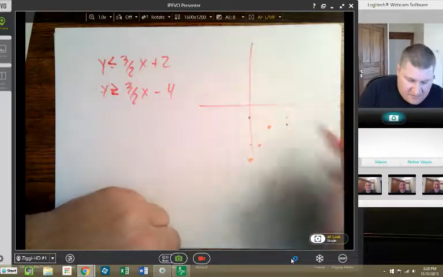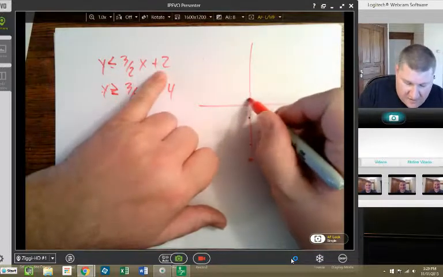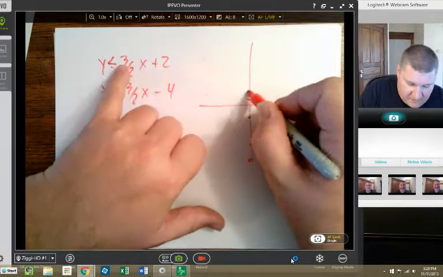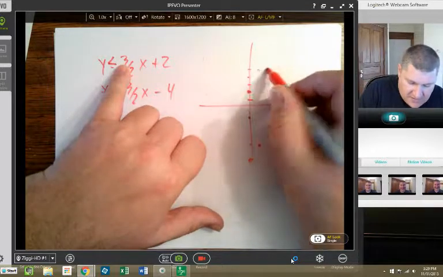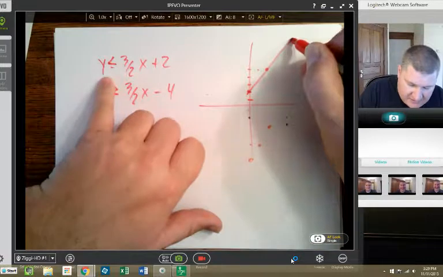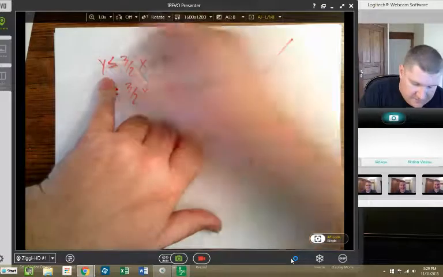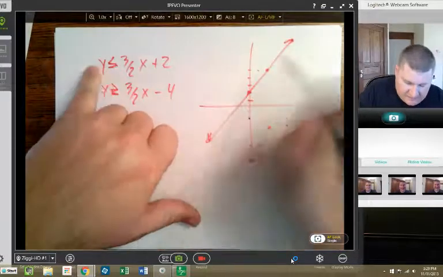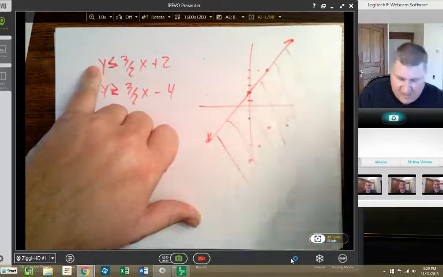In this case, we put a couple of lines on the graph, up 1, 2, and then from there we go up 1, 2, 3, 1, 2, and we draw a line. Now, because it has the equal to on it, it's solid, and because it's less than, it's shaded below.